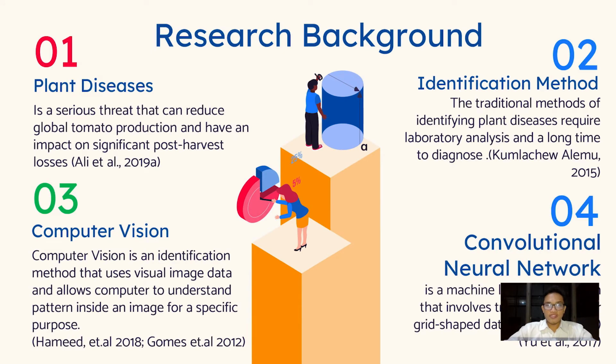There are several points behind the research that I have done. Plant disease is a serious threat that can reduce global tomato production and have an impact of significant post-harvest losses. The traditional method of identifying plant disease requires laboratory analysis and a long time to diagnose. Computer vision is an identification method that uses visual image data and allows computers to understand patterns inside an image for a special purpose. The convolutional neural network is a machine learning algorithm that involves training models for grid-shaped data.